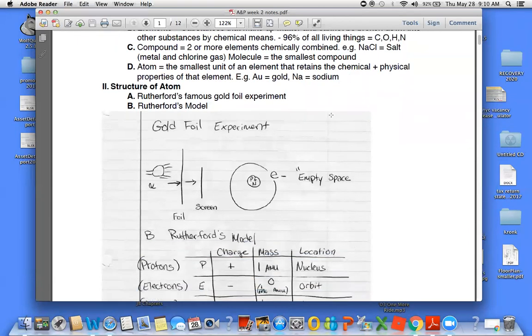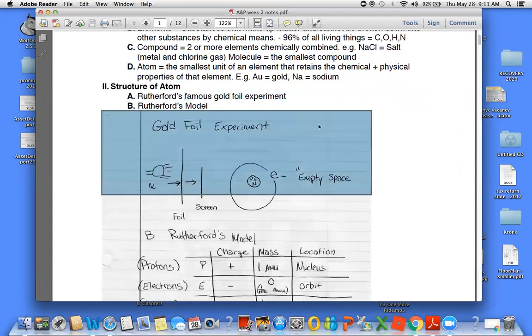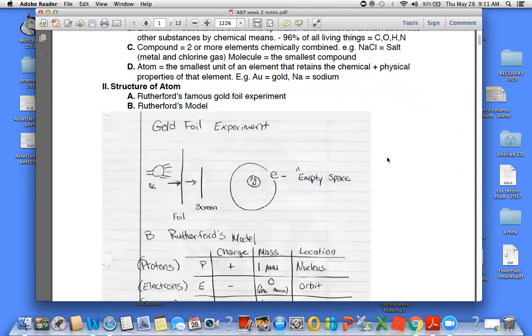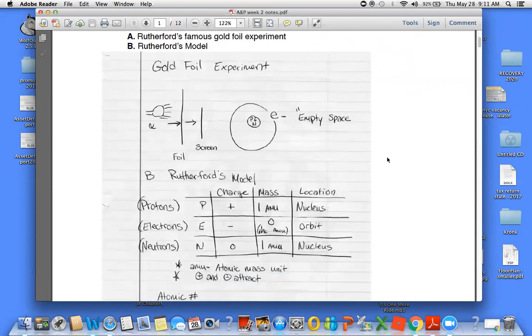And now we're talking about Rutherford's famous gold foil experiment in figure 2.3 of the textbook, where Rutherford shows that the atom is mostly empty space by shooting helium atoms across a gold foil that is hammered down into a very, very thin layer. And with 90% of those helium atoms going through the foil, hitting the screen, it indicated to Rutherford that the atom is mostly empty space.